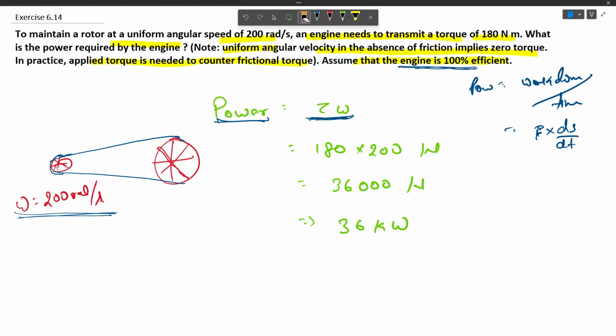Now torque is given as 180 Newton meter, so 180 is here, and omega that we need to maintain is 200 radians per second. If we take the product, we will get the power, that is 36,000 watts or 36 kilowatts. And since the engine is operating at 100% efficiency, there is no loss of energy. So we need a power of 36 kilowatts for the engine to be operating so that the motor can maintain its uniform angular speed of 200 radians per second.